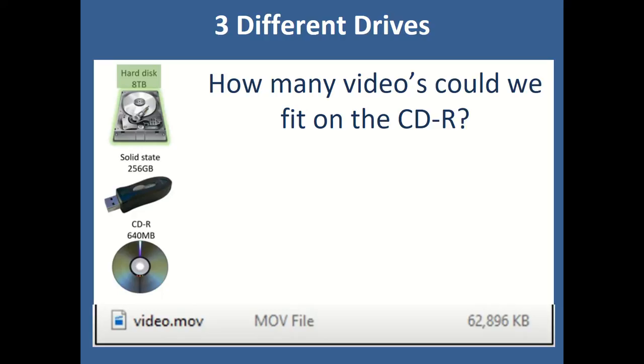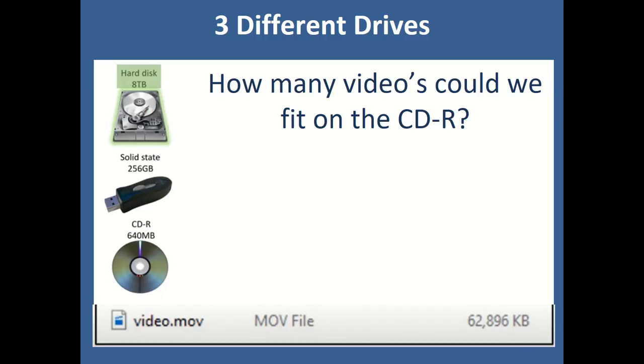We've got 3 different storage devices. A hard disk, which is 8 terabytes in size, a solid state USB, which is 256 gigabytes, and a CD-ROM, which is 640 megabytes. So how many videos could we fit on the CD?